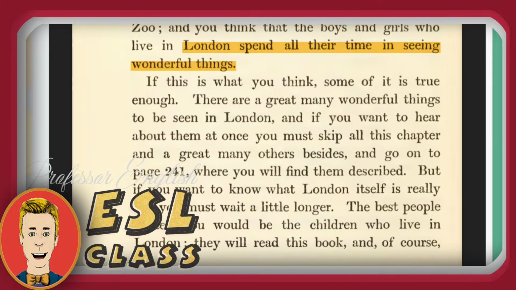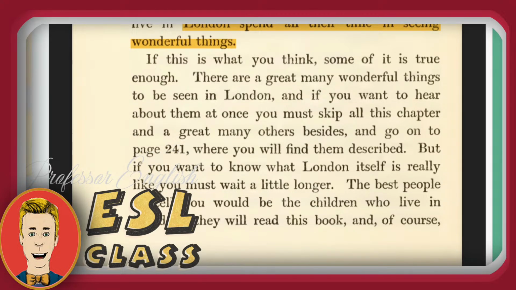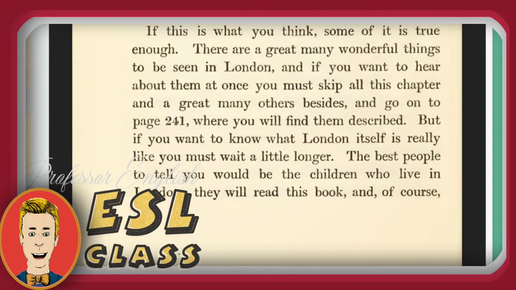Okay, so if you think the children of London are always at the zoo or in the park having a wonderful time, some of it is true enough. There are a great many wonderful things to be seen in London. If you want to hear about them at once, you must skip all this chapter and a great many others besides and go on to page 241, where you will find them described.